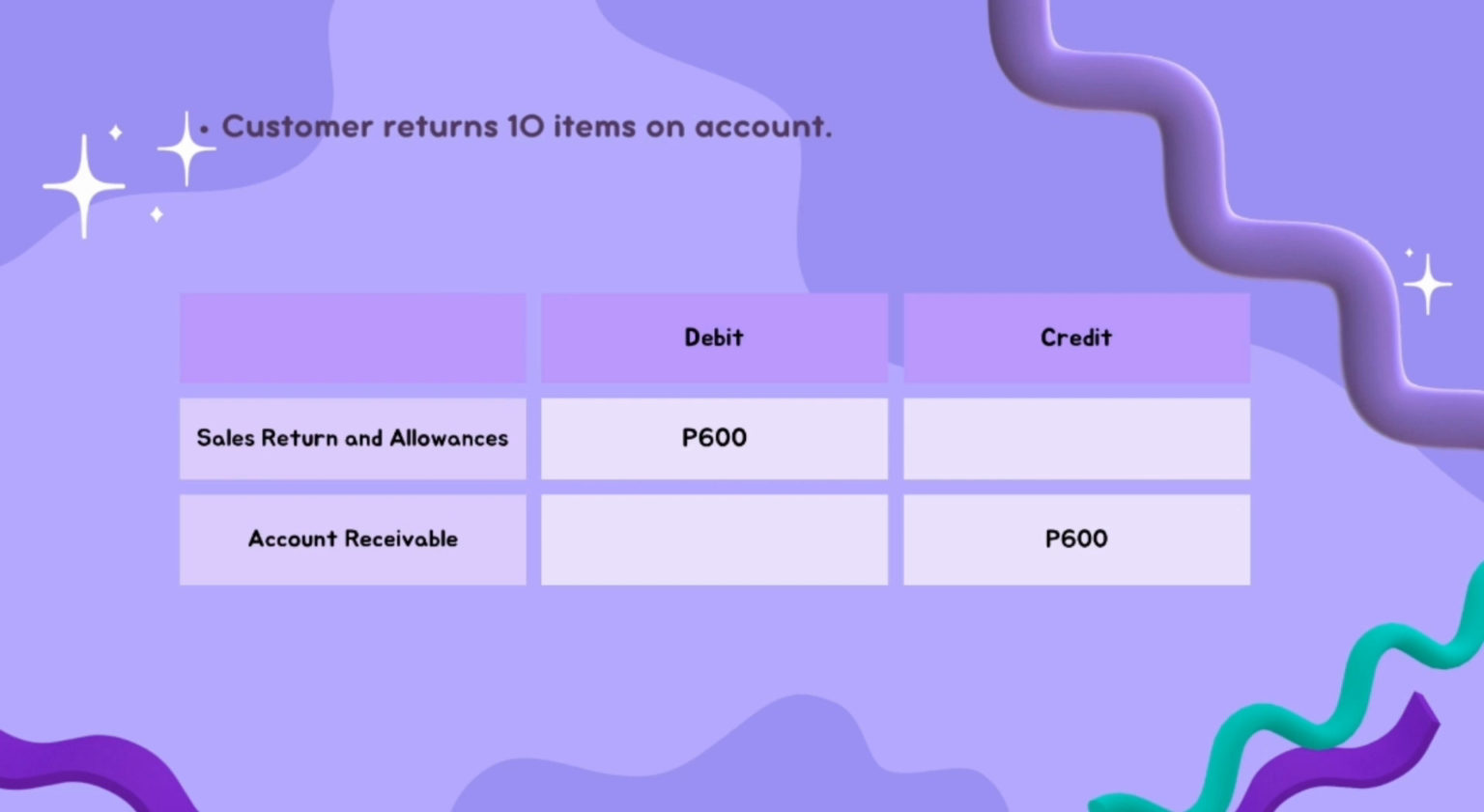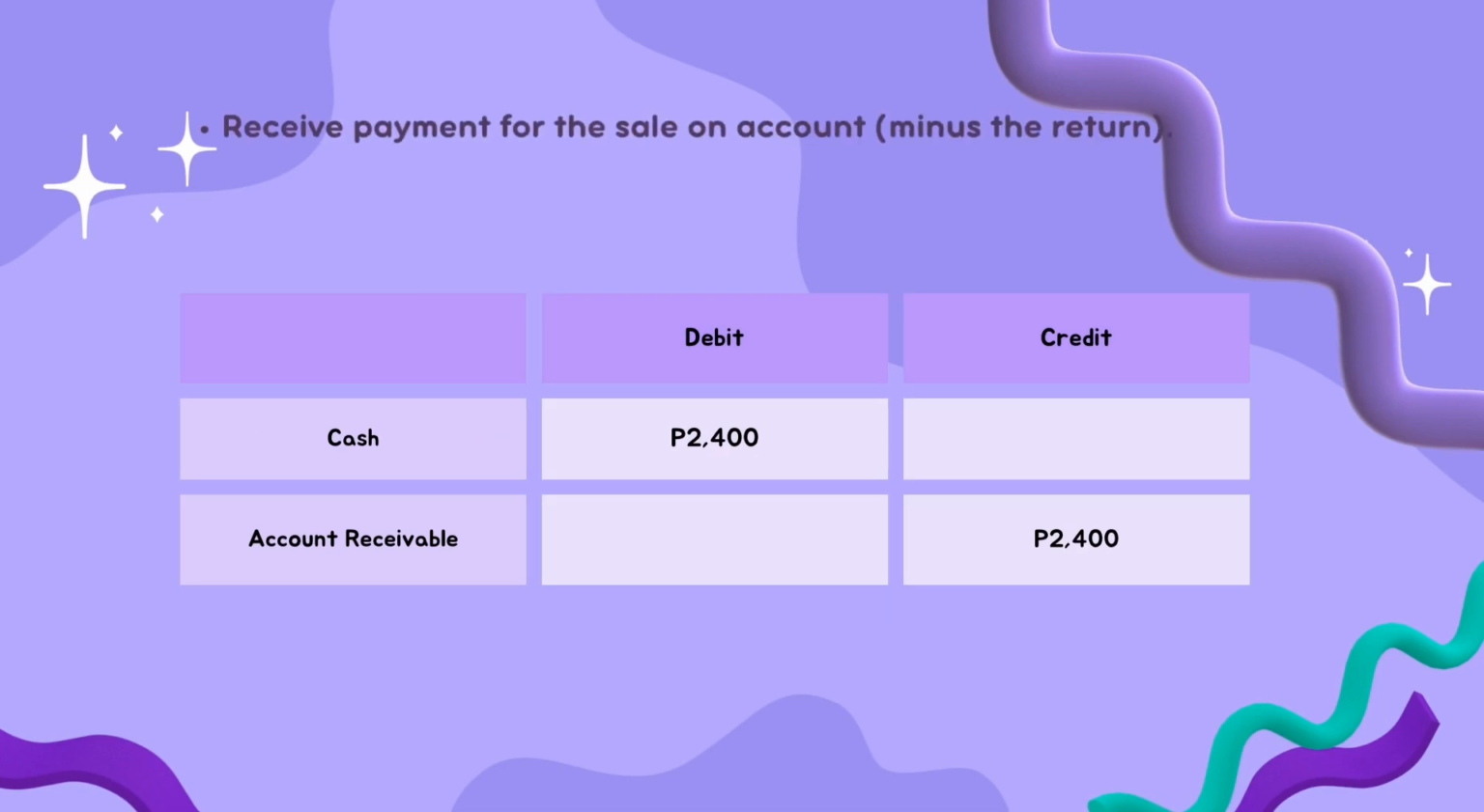And next transaction, receive payment for the sale on account minus the return. Magbabayad naman yung customer sa'yo. Cash is debit kasi papasok yung pera and account receivable is credit. Naging 2,400 kasi yung kaninang 50 items naging 40 na lang since binalik yung 10 items. So 40 times 60 is equals to 2,400.